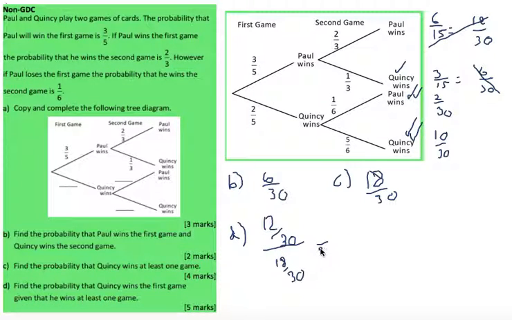Now once I've done that, both of these are over 30, so they cancel off like that, and this gives me 12/18, which if I want to simplify it, gives me 2/3. So if you look at that, 5 marks for this, 4 marks for this, and these marks are made easy by completing the end of the tree diagram.